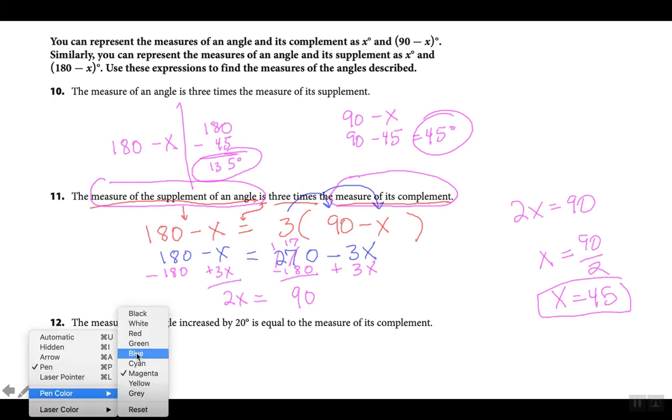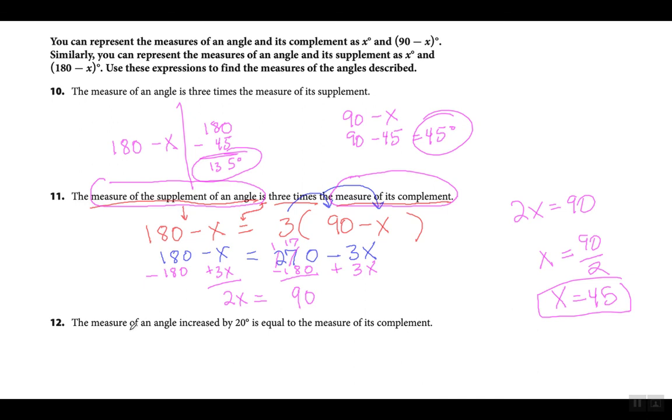Okay, let's look at number 12. The measure of an angle, stop right there. The measure of an angle, that would be x. The measure of an angle increased by 20 degrees. Some of you already know what to put, but let's say you're not sure, make up an easy example in your brain. Let's say you have $50. If I increase that by 20, you would have $70. How did you do that? You add 20. You don't multiply by 20, you add 20. So it's going to be add 20.